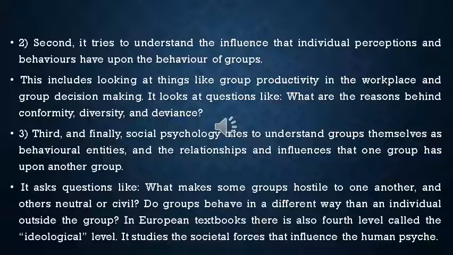So here in the scope of social psychology, we mentioned three points. Again, it tries to see how the thoughts, feelings, and behaviors of individuals are influenced by the presence of others, by other people, by the society. Number two, it tries to understand the influence of individual perceptions and behaviors upon the behavior of groups. Here, we try to understand the influence of what the individual understands and does upon the group, which is the vice versa.